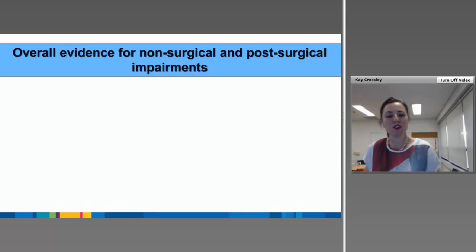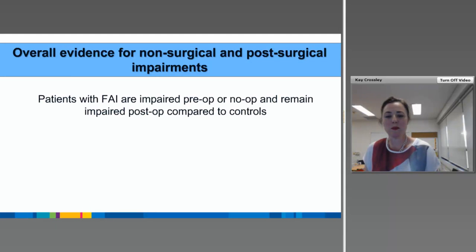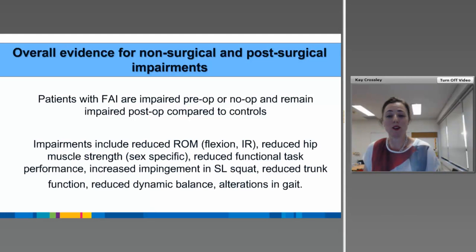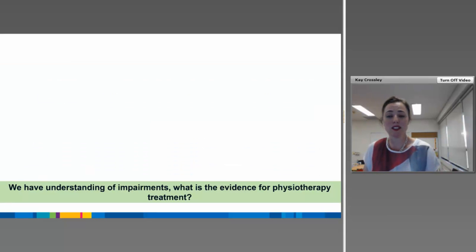So what is the overall evidence for non-surgical and post-surgical impairment? If we summarise this, we found that patients with FAI are impaired pre-operatively or non-operatively and remained impaired post-operatively when compared to healthy controls. That the impairments include reduced range of motion, particularly flexion and internal rotation, reduced hip muscle strength, and this appears to be sex-specific where women are more impacted than men, reduced functional task performance, increased impingement in a single leg squat, reduced trunk function, reduced dynamic balance, and also alterations in their gait.